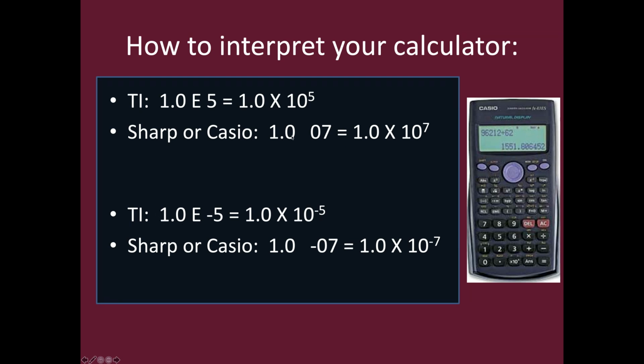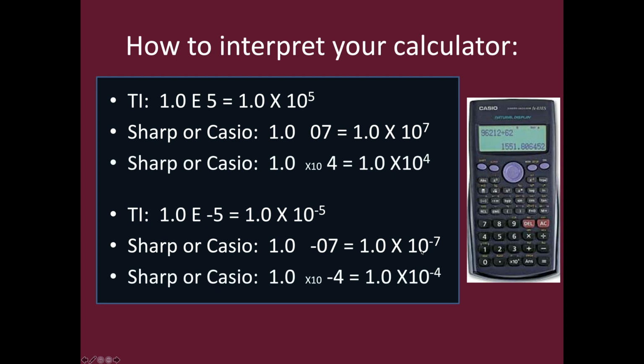Wait a minute, where are we? Oh, here we go. 1.0 with a 7 means 1.0 times 10 to the seventh. So here's the exponent off to the side. Here's the negative 7. There's the negative 7 exponent. Or you might even have the little times 10 showing up on your calculator. So your calculator, depending on the brand or model, will give you that information.